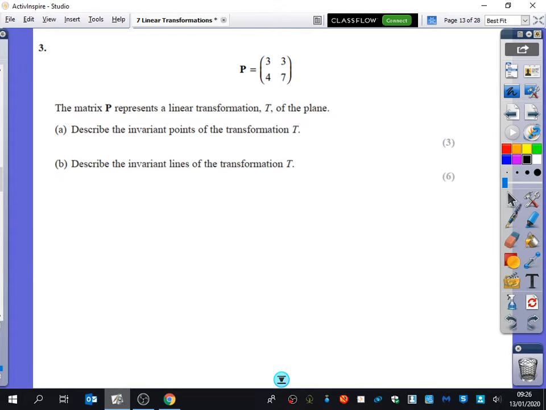Okay, so first of all, we're going to describe the invariant points of the transformation. So one of the invariant points is just going to be, let's not forget about the origin, because we know that the origin is invariant. And this question is quite long, so if you don't mind writing relatively small here, just to make sure you can fit it all on the page. The next page I've done bigger so that you can do your own working out a bit longer.